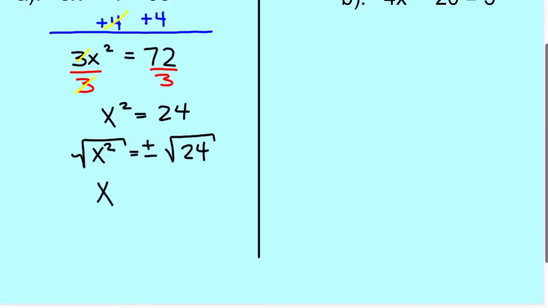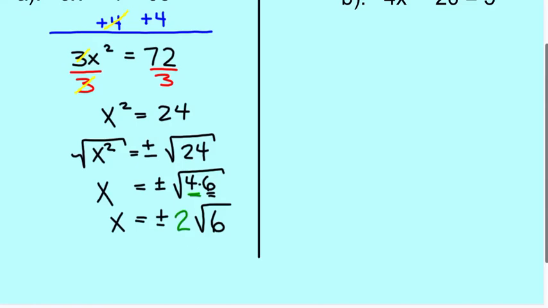So now I'm left with an x on the left, plus or minus, and I'm going to break down 24 as 4 times 6. And then you probably remember that the square root of 4 is a perfect square. So the square root of 4 is 2. And then I have that square root of 6 still stays underneath. So my answer then, exact form, is x equals plus or minus 2 square roots of 6.